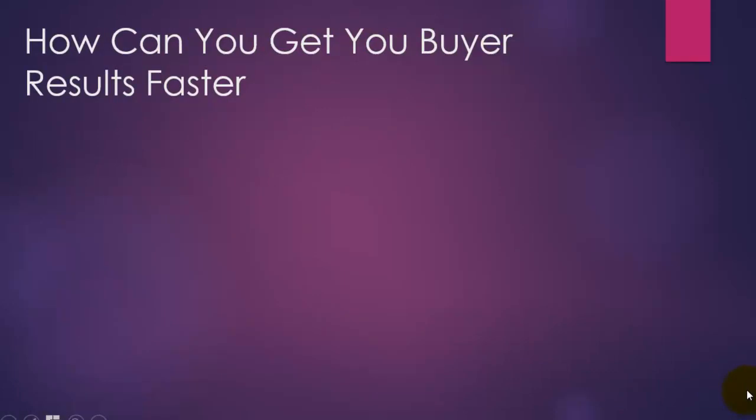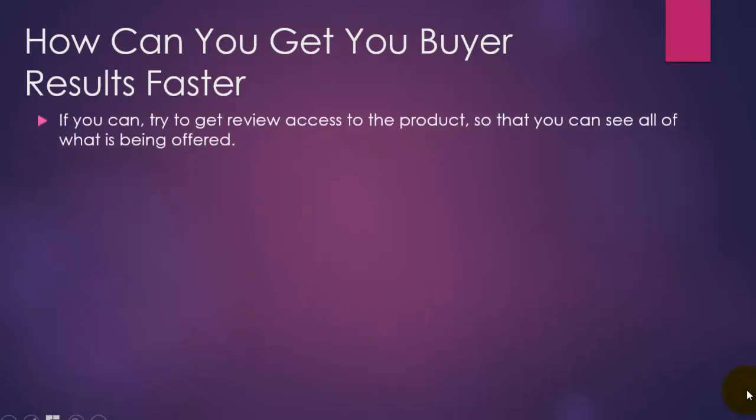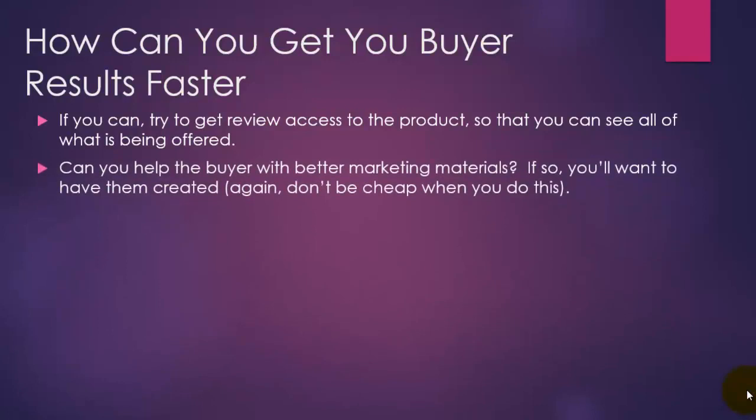Now, here's how you're going to be able to get your buyer results faster. If you can, you want to try to get review access to the product so that you can see all that is being offered. Remember, what's important here is you're trying to find the weakness in the product so that you can create a bonus that brings that product up to what the buyer really needs in order to implement quickly. Now, the question is, can you help the buyer with better marketing materials? In other words, if you're working inside of the Make Money Online niche and they're looking to make money online, can you give that buyer something that they're able to cut and paste, take your marketing materials, and implement instantly so they don't have to create their own? Now, if so, you're going to want to have these created.